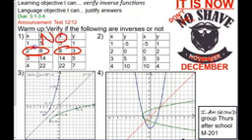Number 2. What do you think? Yes or no on number 2? Why? Okay, X and Y have been switched on every one of them. That's a yes, sir.